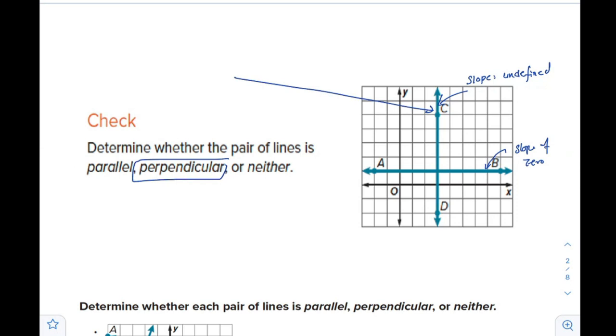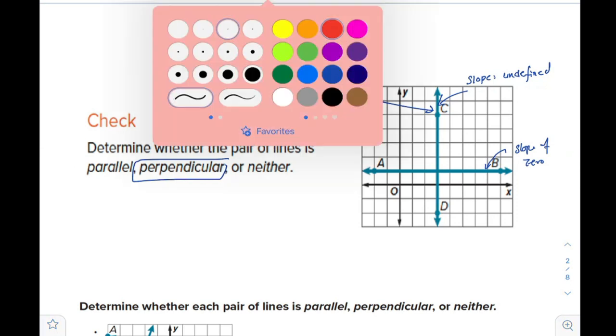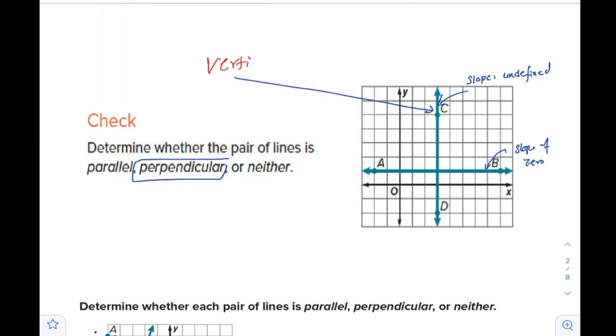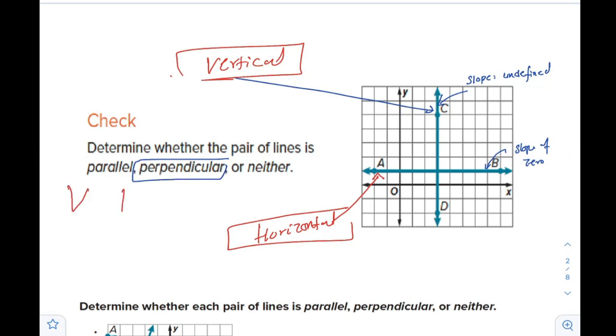This is vertical line. Let's... هذا مستقيم عمودي vertical line رأسي رأسي، وهذا أفقي. This is horizontal. So always, any vertical line will be perpendicular to any horizontal line.